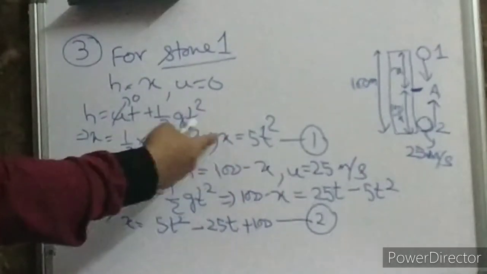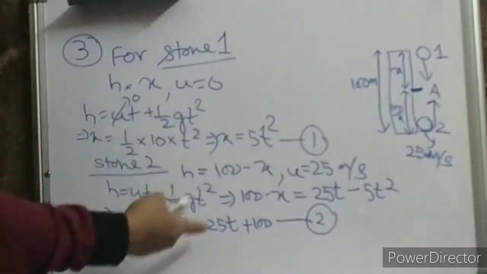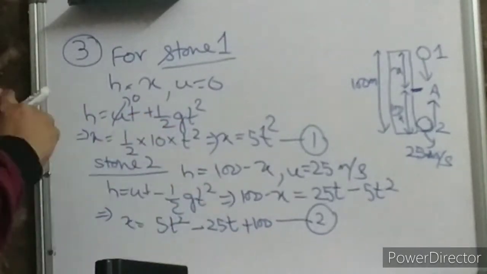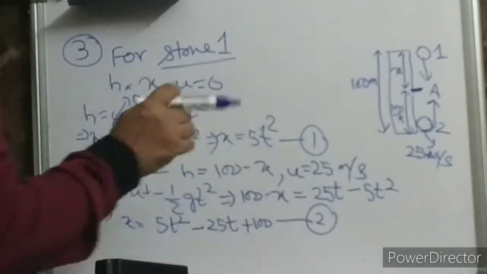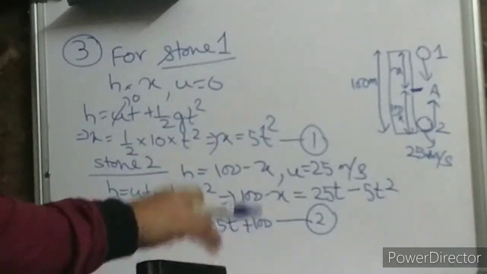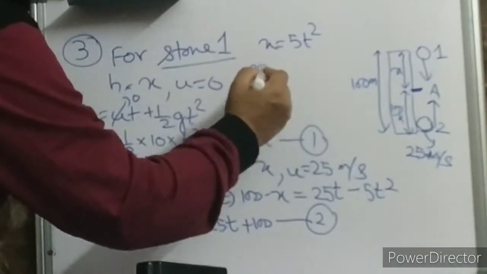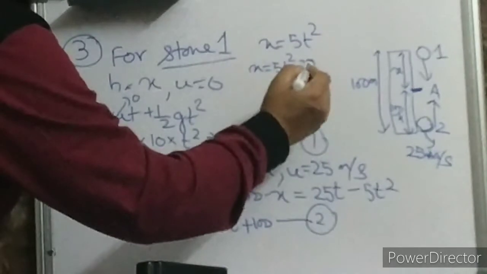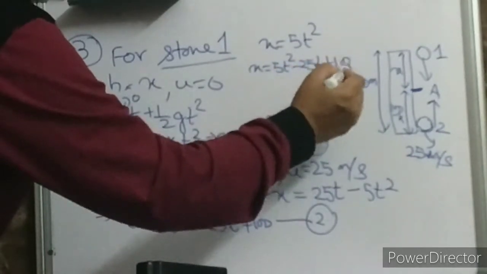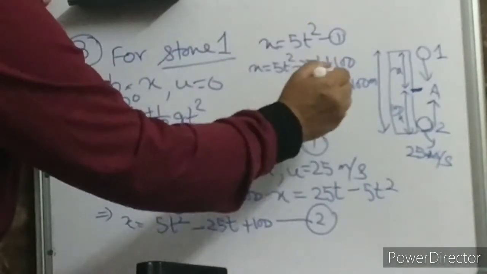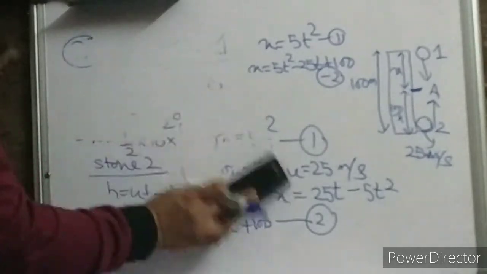See both the equations, left hand side is equal, x and x. So can we equate these two equations? Then we can get your time and x. So now let me write over here so you will not get confused. Equation 1, x is equal to 5t square, and second equation is x is equal to 5t square minus 25t. Is it visible, children? So this is equation 1 and this is your equation 2. Let me erase all those things so that I can calculate.